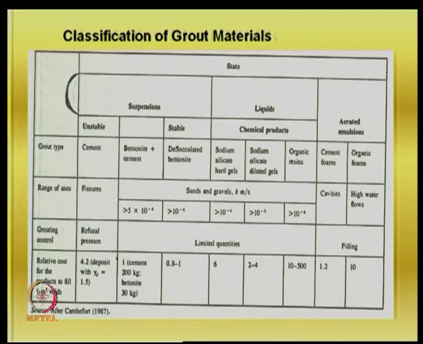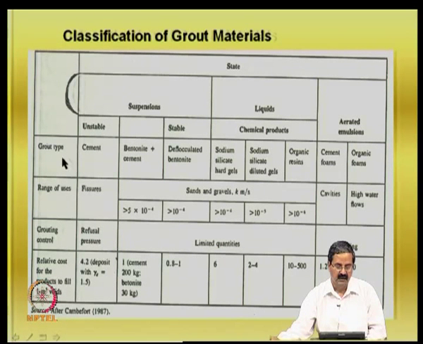In this particular classification of grout materials, we have suspensions, liquids, and aerated emulsions. If the grout type is cement, it is somewhat unstable, in the sense that, as I just mentioned, the suspension should only start settling after reaching the desired areas. It should not settle in between. That we consider as stable, and if it is cement, normally a little quicker.